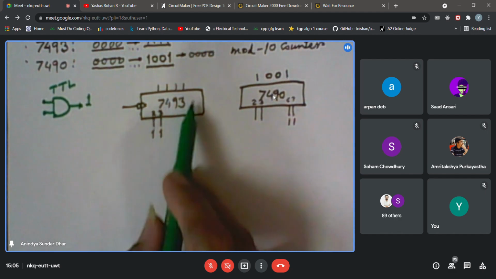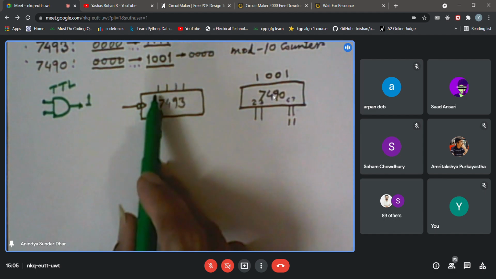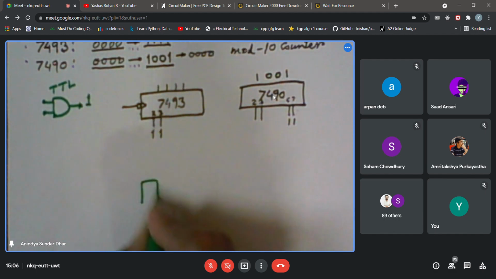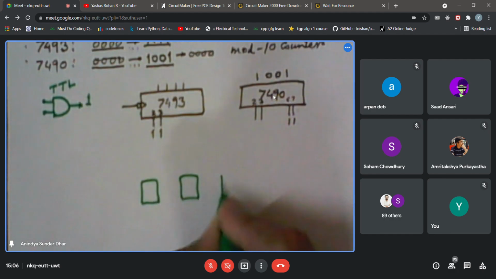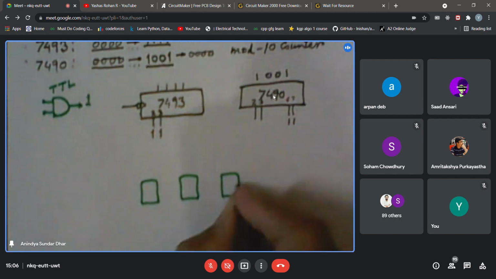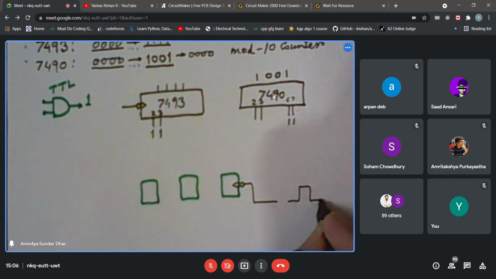So how many such flip-flops will be required? Because the 4 outputs are there, it is natural that we require 4 flip-flops. So I'm drawing 3 flip-flops, and as I used to draw the clock, this side is the clock. When I draw this bubble, that means it is triggered on the falling edge. So here we will be applying this clock signal.